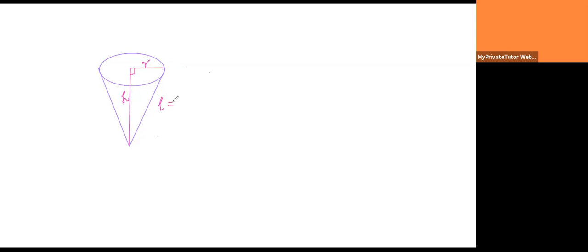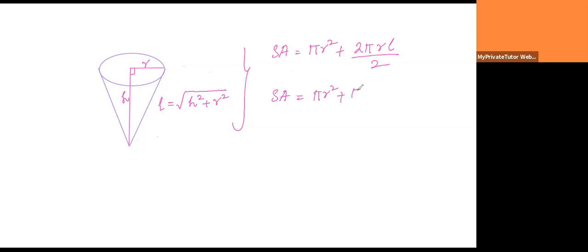How do you find it? Looking at the right angle, this is the hypotenuse side. So the slant height is the square root of h square plus r square. I hope you guys know that. Now find the surface area, which is pi r square plus 2 pi r L. Since it is slanting, we don't have a complete figure, so you divide by 2. So we get pi r square plus pi r L.